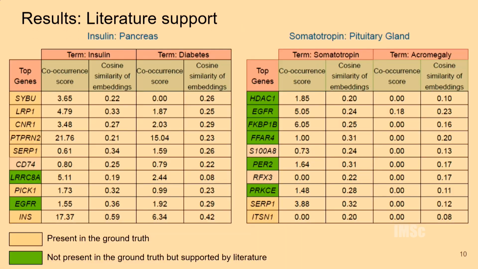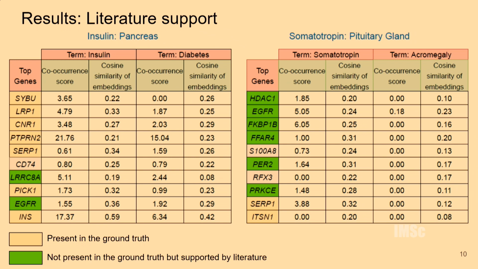Another form of analysis that we have done is, again, when there is no ground truth, how can we use literature to see whether the gene-hormone associations that we are predicting are present in the literature or not. So we came up with two forms of validation here.